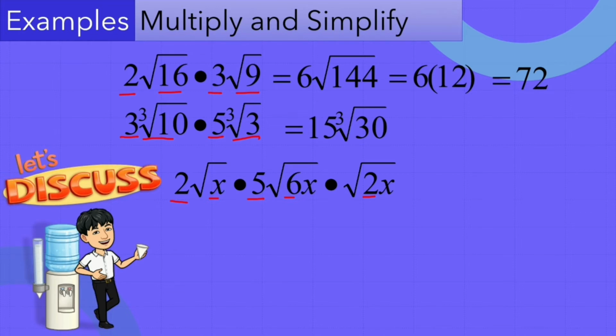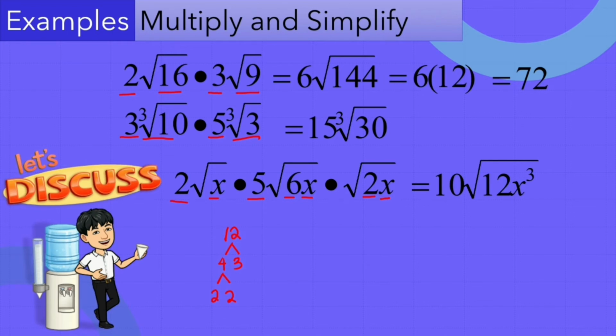And then we will apply the law of exponent number 1, which is the law of product. So we're going to add the exponents if they have the same base. So the product here is 10 square root of 12x cubed. Then, let's try to simplify 12x cubed. 12 is 4 times 3. And 4 has a product of 2 times 2.